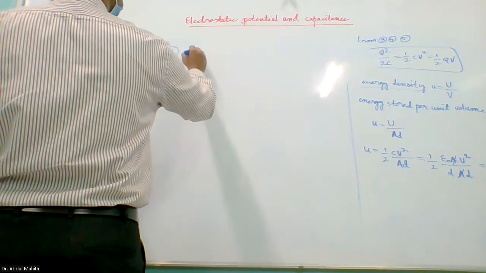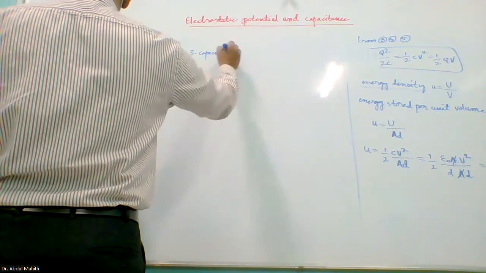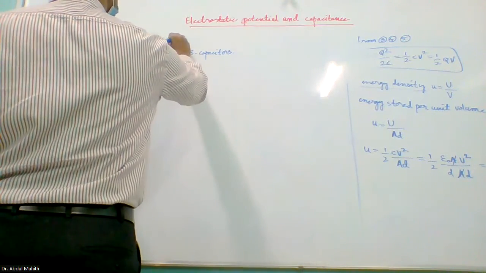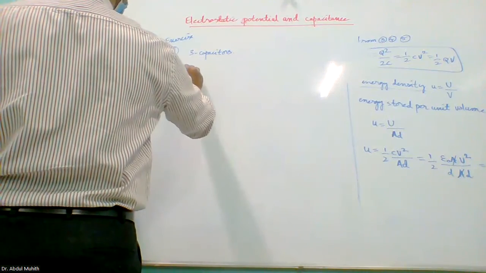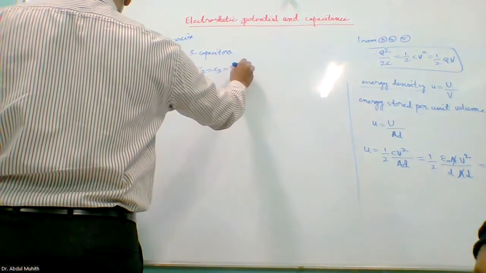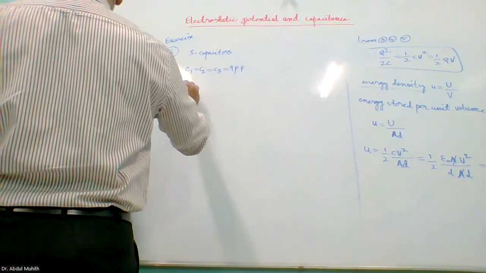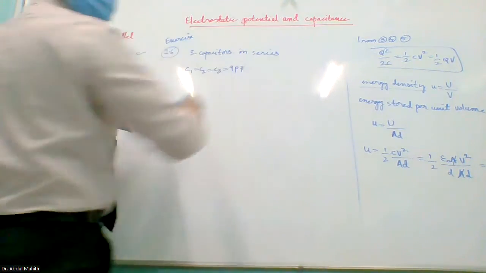There are 3 capacitors. Exercise question. There are 3 capacitors. C1 equal to C2 equal to C3 equal to 9 picofarad. What is the total capacitance in series?